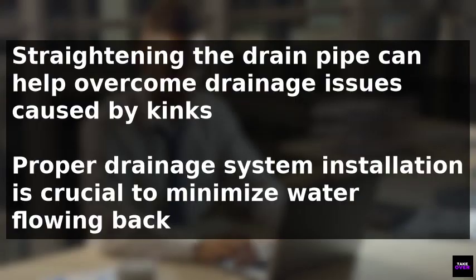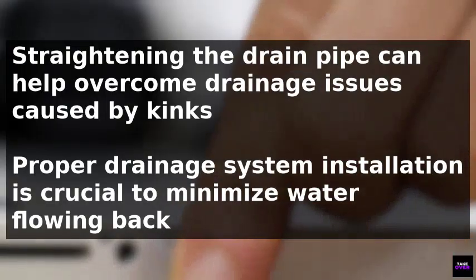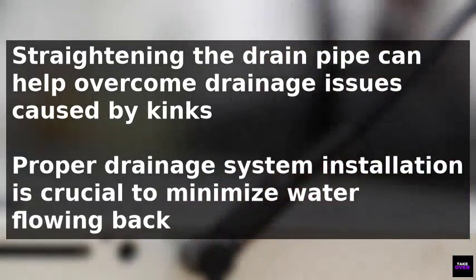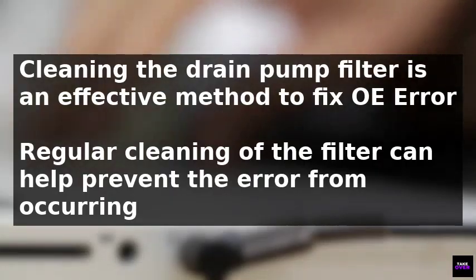Straightening the drain pipe can help overcome drainage issues caused by kinks, folds, and twists, creating a clear conduit for drain fluid. Proper drainage system installation is also crucial, involving the mounting of the standpipe at a height of less than 1 meter to minimize water flowing back into the appliance, and ensuring that there are no constrictions at pipe joints that may limit flow in the pipes.